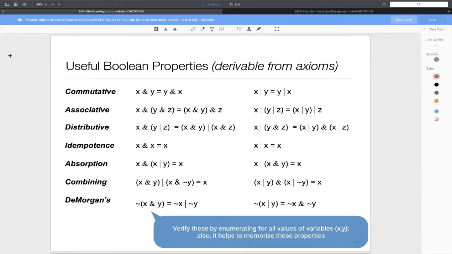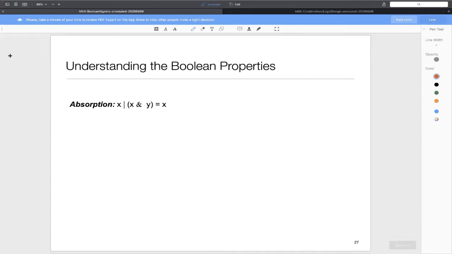Some of them have correspondence in the regular algebra that we're used to, and others you have kind of not seen. So, idempotence and absorption and combining and De Morgan's, these don't exist in the regular algebra. Now, how do we know that these things are true? At an intuitive level, if you think in terms of true and true, it's going to be true. False and false is going to be false, and so on and so forth. So some of these things you can think of that way.